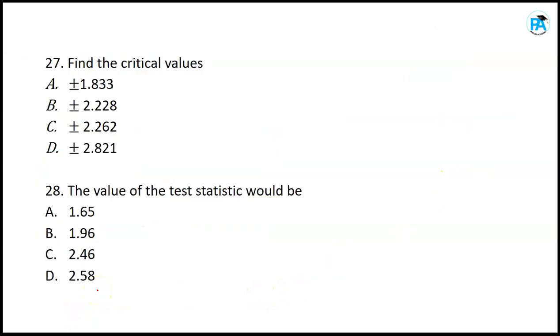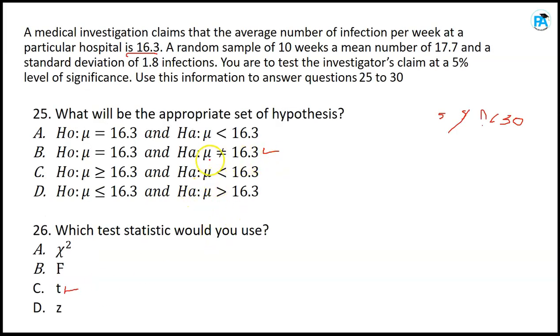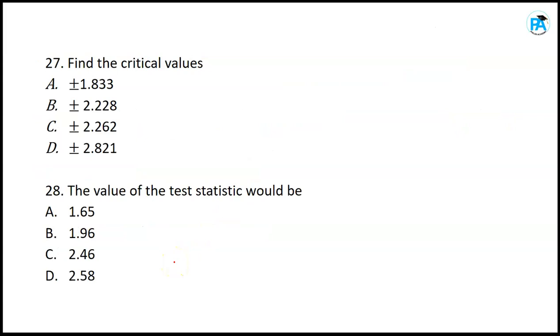Okay, so let's proceed. Question 27 says find the critical values. Now, this is a two-tailed test. Whenever you check the alternate and you have not equal to, it's a two-tailed. If you check the alternate, HA, at times you write it H1, H sub 1. When you check the alternate and it's a less than sign, it means it's a left-tailed test. If it is a greater than sign, it means it's a right tail test. But this is a not equal to sign, so it's a two tail test. So they say we should find a critical value of what? Critical values, and that it is T.